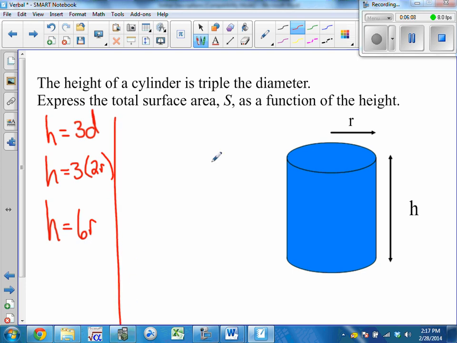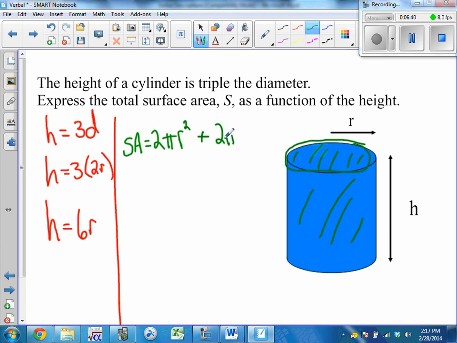Now, let's talk about the surface area. Do we know the surface area of a cylinder? Well, we have the area of the top and area of the bottom, which is pi r squared, but there's the top and the bottom. So pi r squared is the area of the top plus the area of the bottom, that's 2, plus the area around the outside. And that is the height times the circumference of the circle, so that's 2 pi r h.